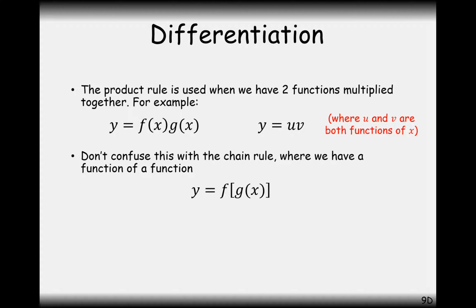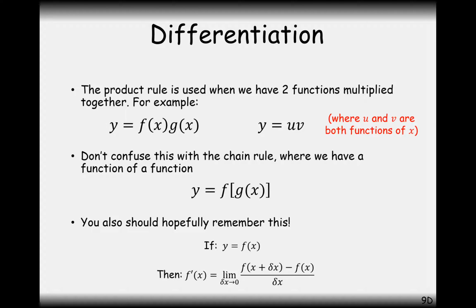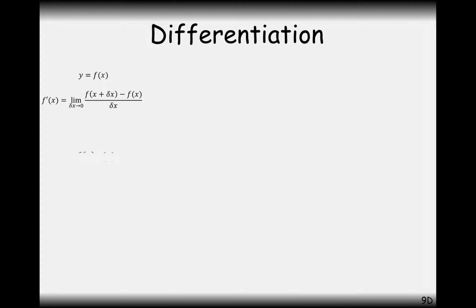Make sure you don't get this rule confused with the chain rule that you've seen in the previous video where you've got one function of another function. This is a composite function. This here is a multiplication of two functions. So what we're going to do is prove this rule from first principles, but you do not need to know how this rule is proved.